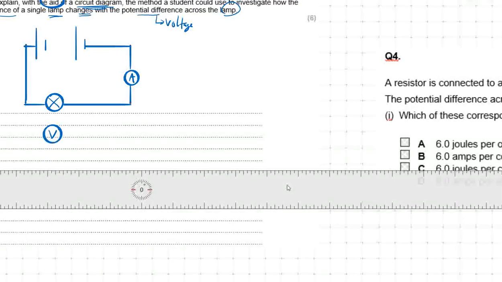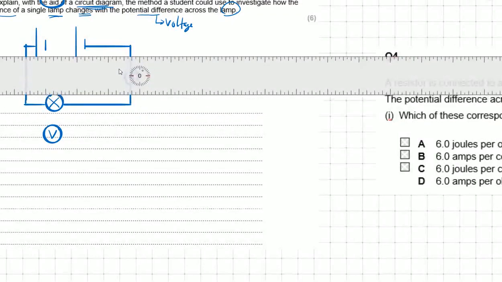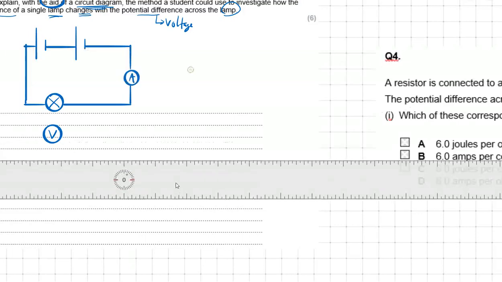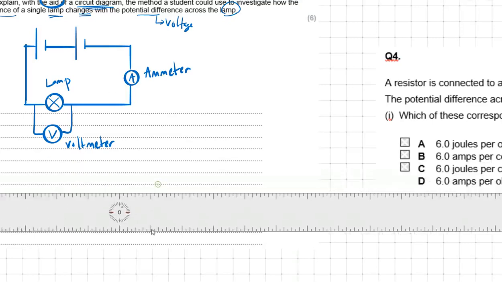Okay, so here I have my circuit diagram. As you can see, we've got our battery here. We have our ammeter, in series. We have our bulb or lamp, and then we have our voltmeter here. Now the voltmeter needs to be connected in parallel. Here we go. Now, what are the things that we need to do?